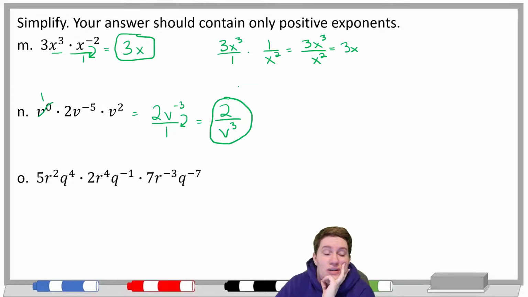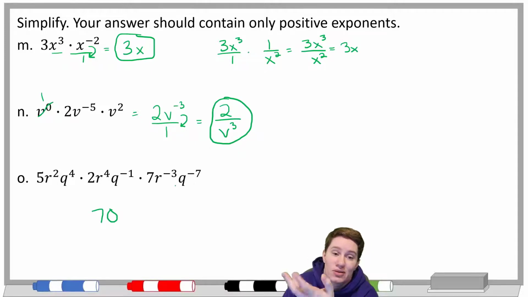O looks complicated. It's really not that bad, though, because again, we want to break this up into 3 different questions. What's the whole number going to end up being? If I have 5, 2, and 7 that I'm multiplying together, 5 times 2 is 10, 10 times 7 is 70. So we're a third of the way there.